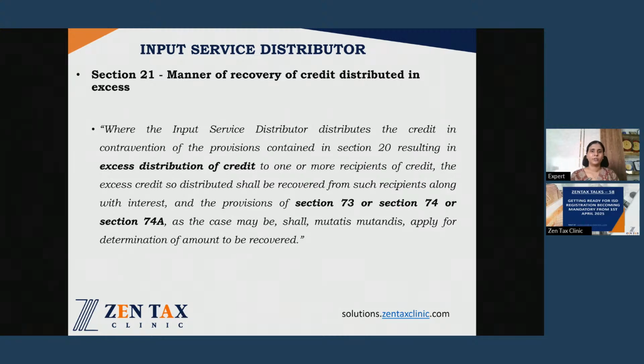So we need to ensure proper care while transferring the credits, because in case we have transferred excess credit, then the department may initiate recovery proceedings for such credit by issuing a notice under Section 73 or 74 or 74A, and they can recover such tax amount along with interest and penalty also.